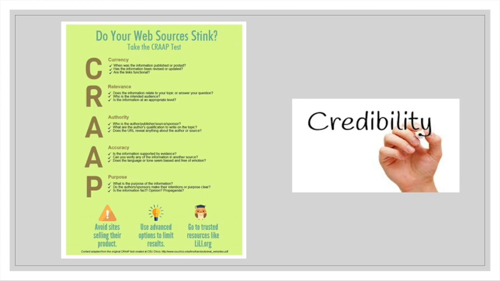The first one being currency. And this is when you're looking to see how recent or when the information was published or posted. How often or when has the information been revised or updated? And are the links on the website functional? Meaning if you click on something, does it take you where it says it will? Or are there broken links? So there's a flag right there.